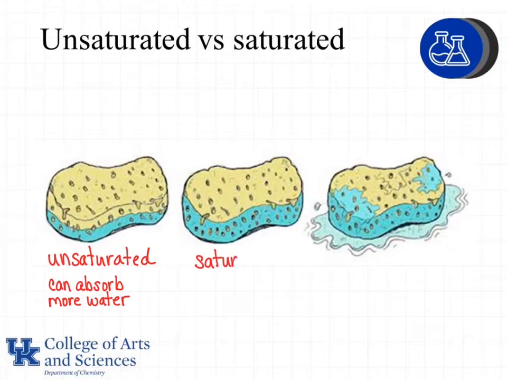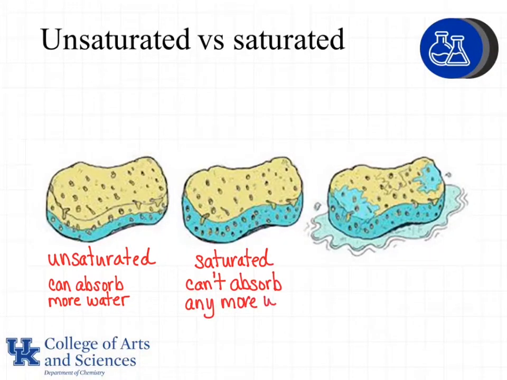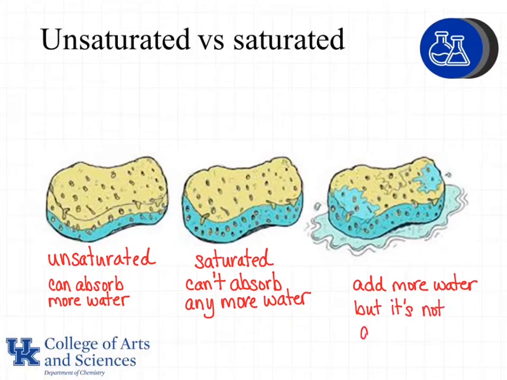There is a limit to that, and at some point we get to a sponge that is saturated, that if I pour more water on it, it would not be absorbed into the sponge. It has absorbed the maximum amount of water. Even if I continued adding more water, it would run off, but we would still consider that it is saturated because it has absorbed the most water that it can and additional water is not absorbed.